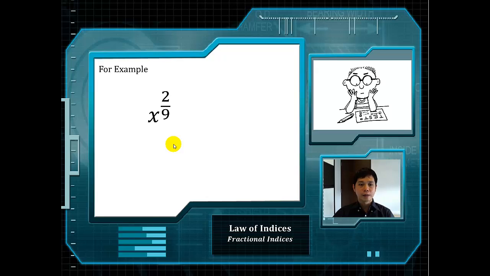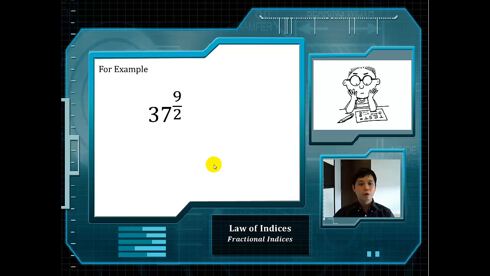Next, I will give you an example with a variable x. We have x to the power of 2 over 9. Again, the 2 is the power and the 9 is the root. Do you know what goes into each box? This will be our x, which is the base. And this is 2, which is our power. And finally, this is 9, which is our root.